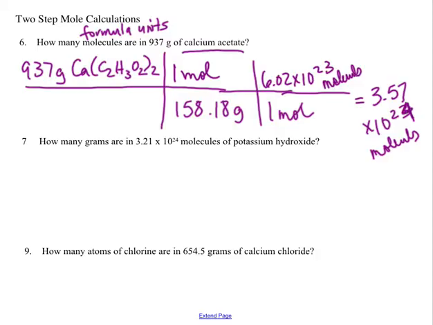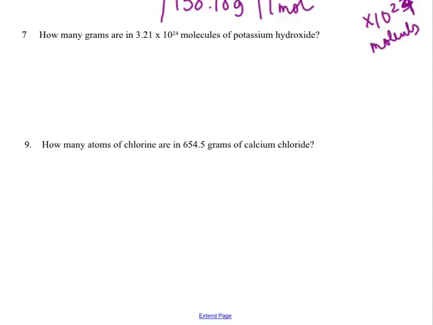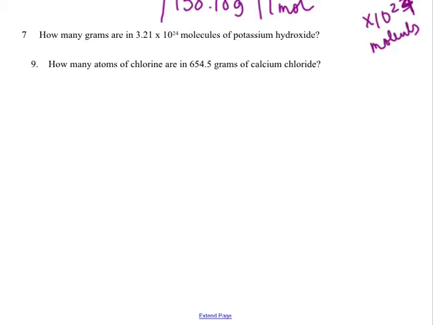Okay. So let's ramp this up a little bit, shake things up and jump to number 9, because I think number 9 is a little bit more of a challenge. How many atoms of chlorine are in 654.5 grams of calcium chloride? So starting with the given, and it's 4 sig figs, I'm going to do grams of, what's the formula for calcium chloride?